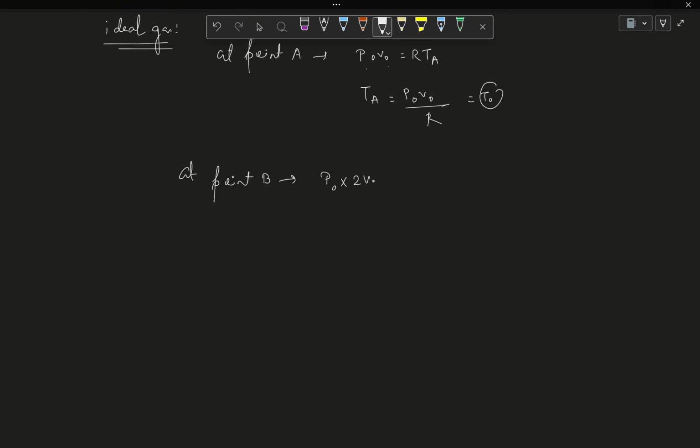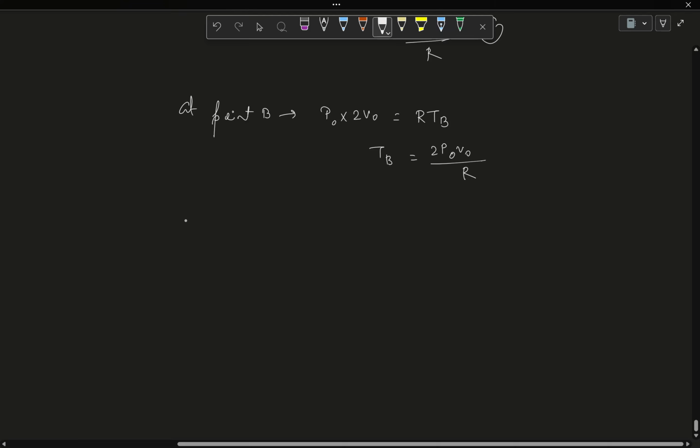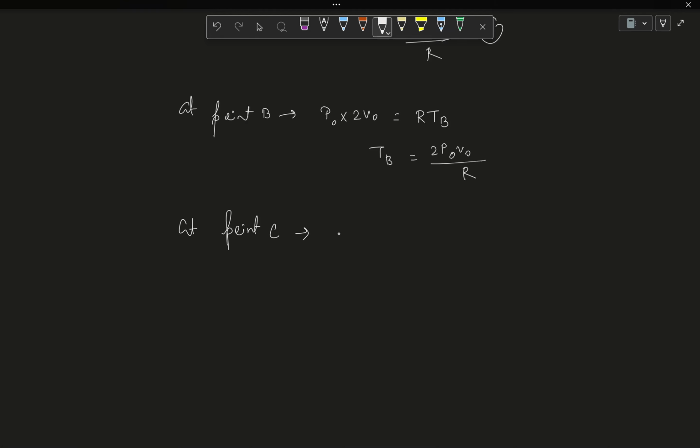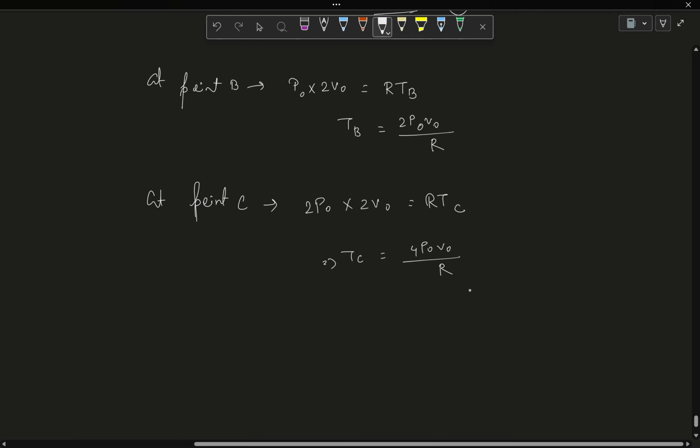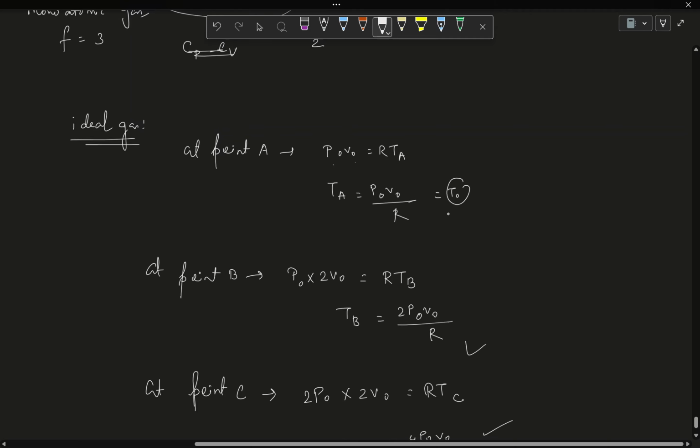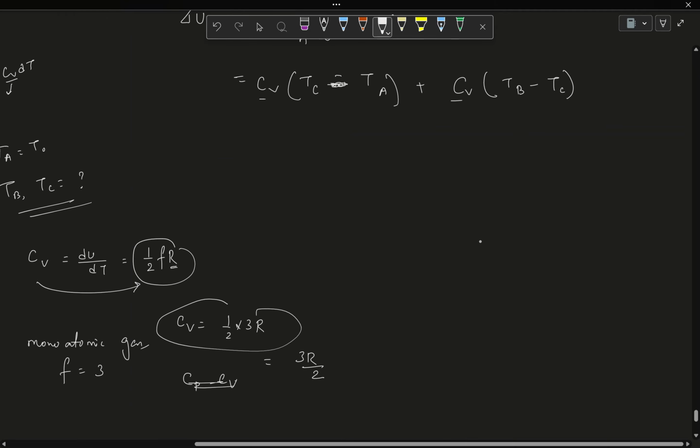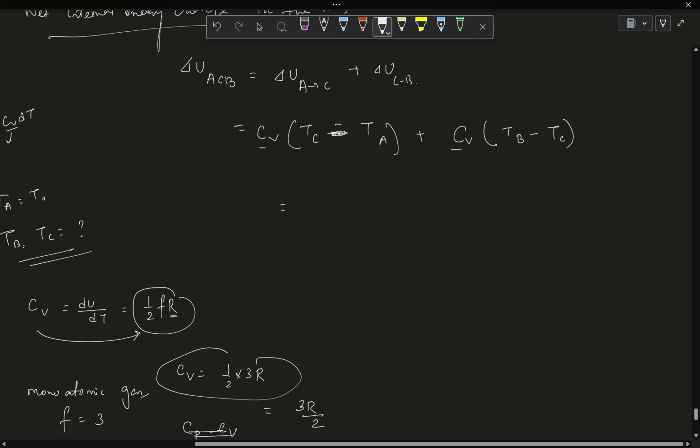So Tb is equal to just 2 P0 V0 by R. And at point C the pressure is 2 P0 and the volume is 2 V0. So 2 P0 into 2 V0 equal to R Tc, where Tc is the temperature at C, which is 4 P0 V0 by R, right? So you have already obtained Tb and Tc, and you know Ta also, all in known terms of P0, V0 and R. Also you have calculated Cv as 3R by 2. So just directly write that part.